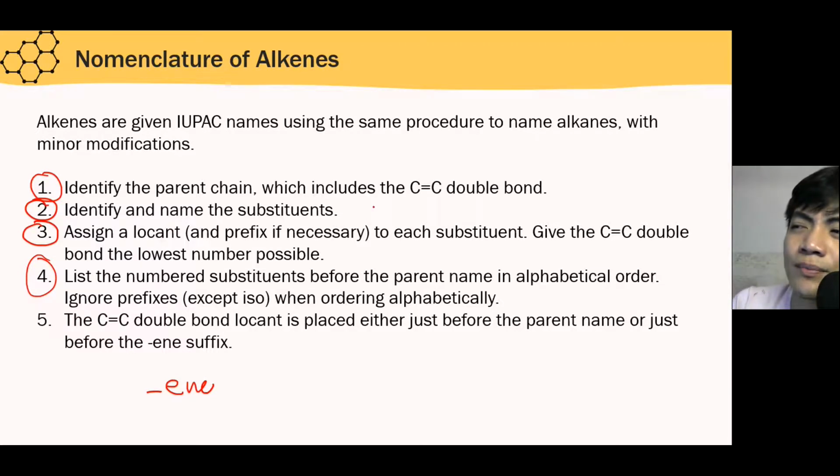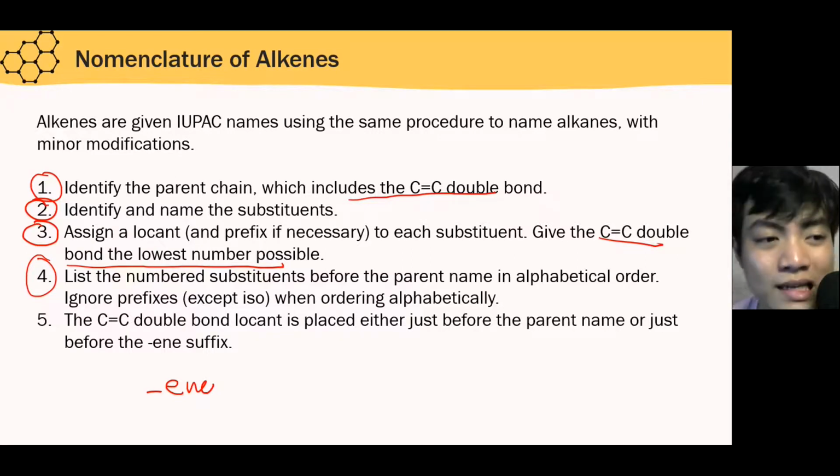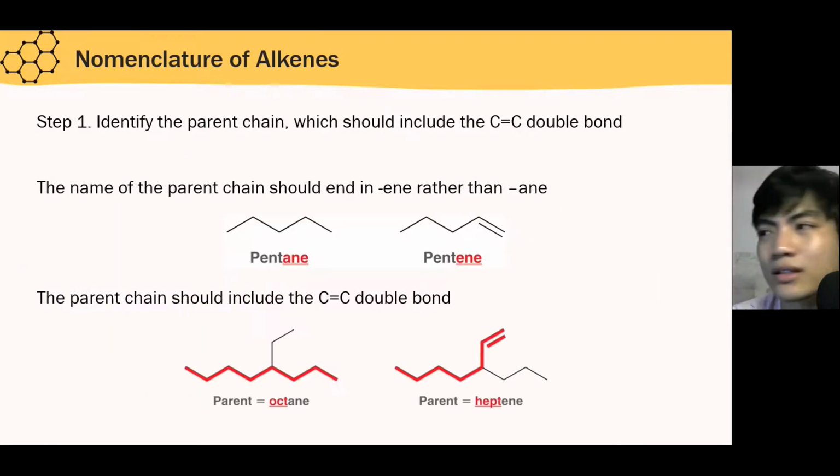Ano yung mga tweaks na yun? You need to include the double bond and you have to prioritize the double bond in giving your locants. Okay. Yun lang. And instead of using ane for the parent chain, you need to use the ene, okay? Because this is alkene, okay? So let's have some examples here. So step one, okay? So you need to identify the parent chain, and as I said, instead of using the ane suffix, because you have a double bond, you will need to use the ene suffix, okay? So yun lang.